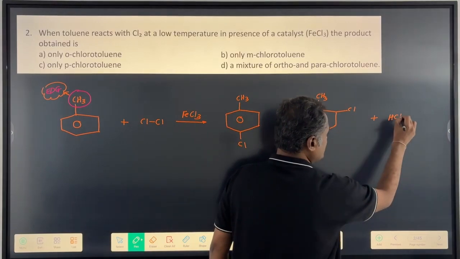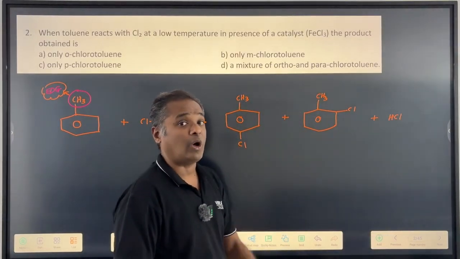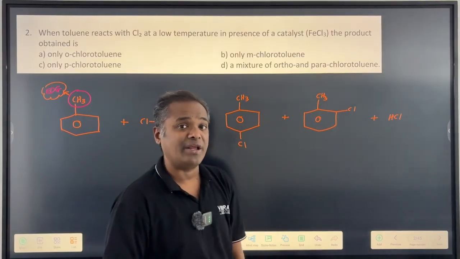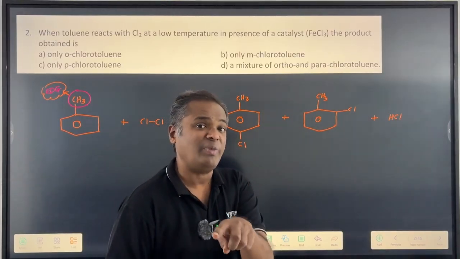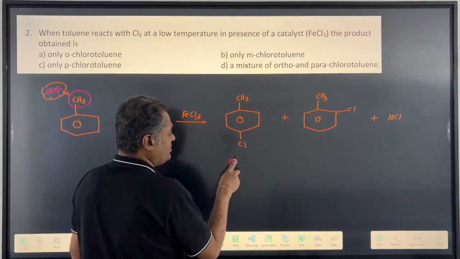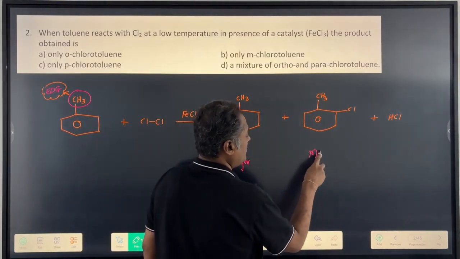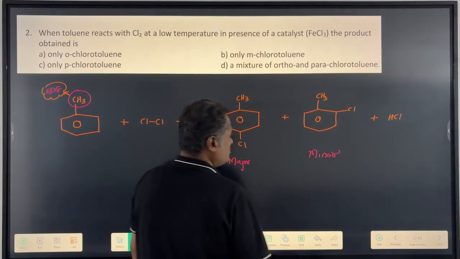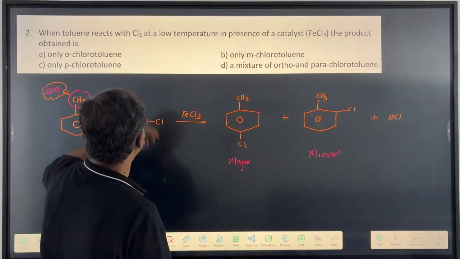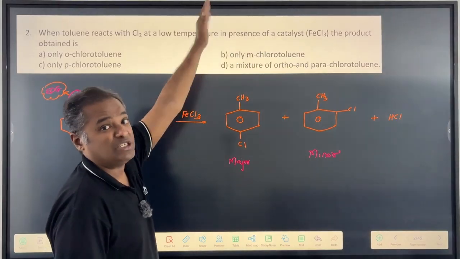Now the question is, do we get two products? Yes, in this case we get two products, but out of which one will be major, the other one minor. Generally which one is major? Yes, para chlorotoluene would be the major product and this would be the minor product. Now if you see properly, the question says what is the product obtained? Yes, they have not mentioned a major product.